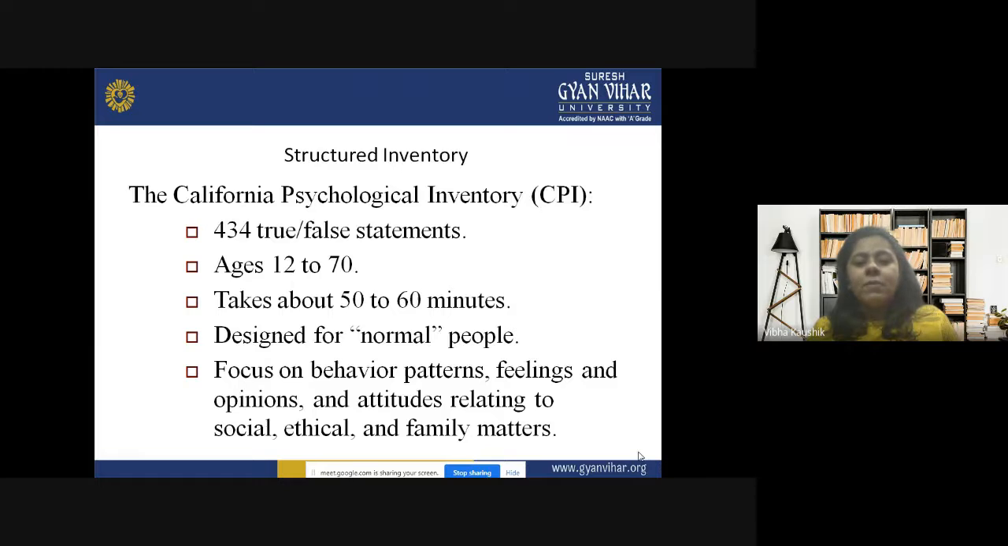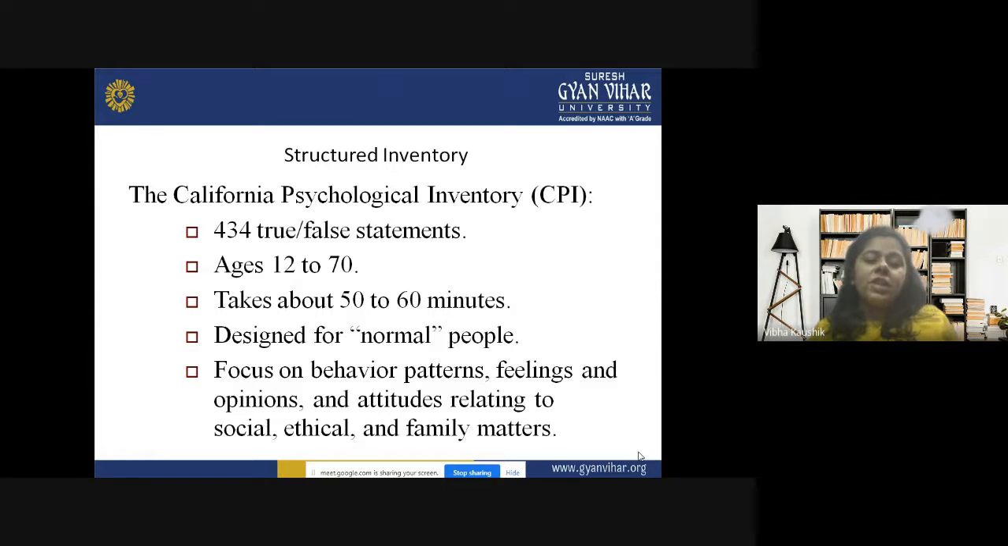434 true/false statements means that the inventory consists of 434 statements, and the subject has to give their opinion on these statements on the basis of whether they consider each statement as true or false.